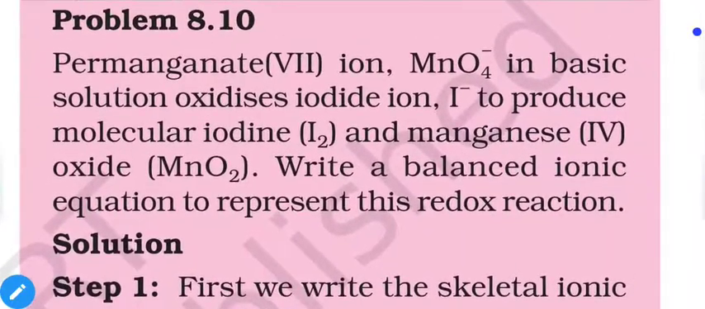So next question, problem number 8.10. In this case we have a basic medium, so we can apply the last point. The permanganate ion MnO4 minus, whose oxidation state of Mn is mentioned in Roman numerals as +7, in basic solution oxidizes iodine ion I minus to produce molecular iodine, that means I2, and manganese oxide, that means MnO2, where the oxidation state is again mentioned as +4. Write a balanced ionic equation for this redox reaction.